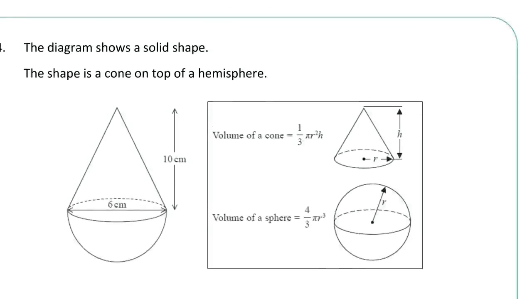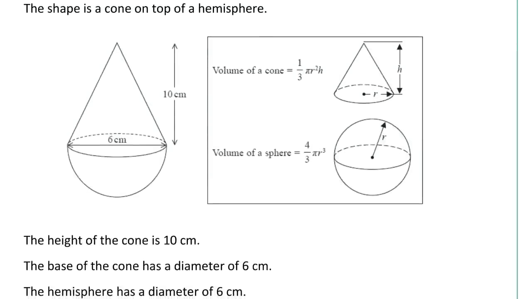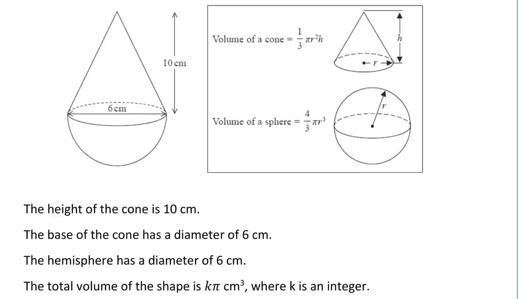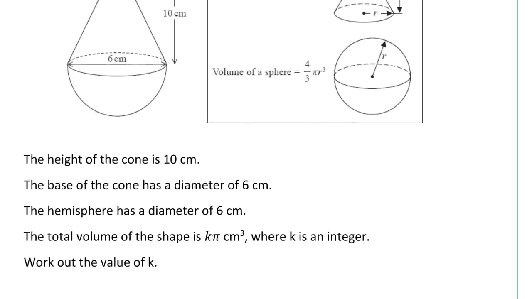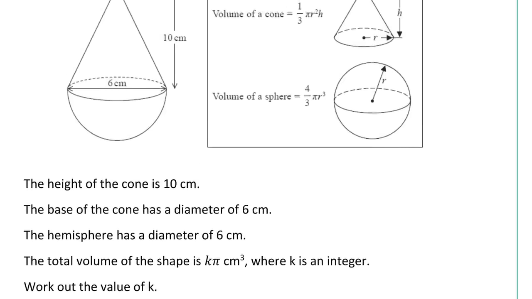Let's look at our next question. Okay, so we have some cones and spheres, and we've got the formula for the volume of both. It says the height of the cone is 10, we can see that on the diagram. The diameter is 6. The hemisphere has a diameter of 6 as well, which we can see. The total volume of the shape is k pi centimetre cubed, where k is an integer. Work out the value of k. So we just need to work out the volume of the shape, leaving pi with that. And we should have a number in front of pi, and it wants to know what that number is.